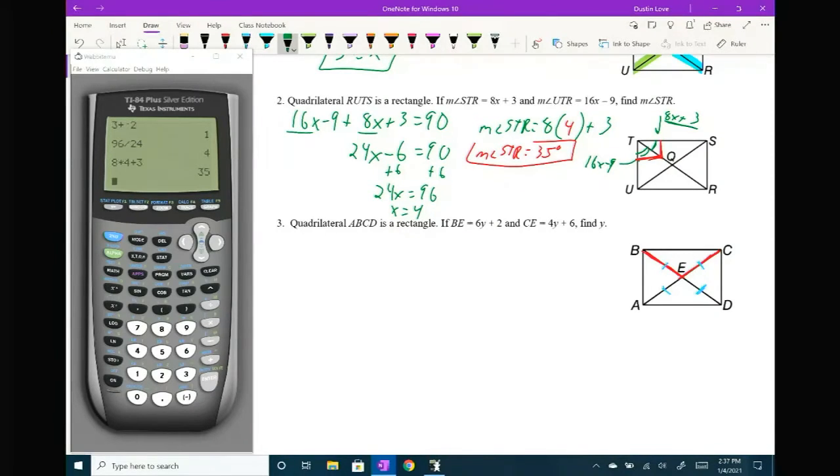So I can go ahead and just set up 6y plus 2 is equal to 4y plus 6. Now, let's see, I'm going to subtract 4y on both sides, making those go away. I'm going to subtract 2, making those go away. It leaves me with 2y is equal to 4. Now divide both sides by 2, and y equals 2.